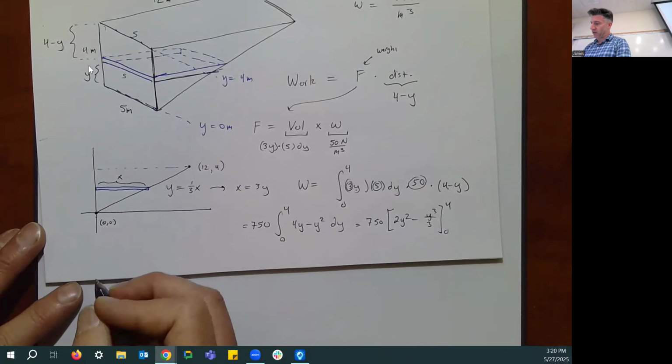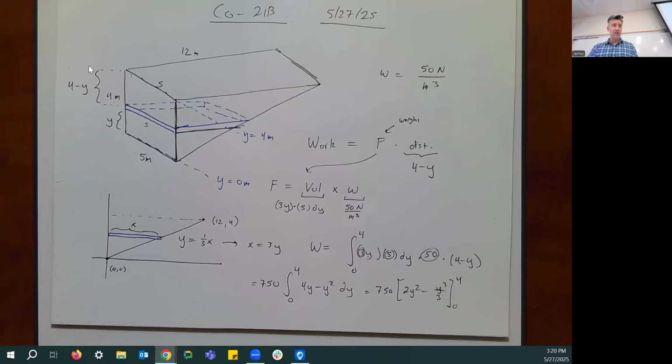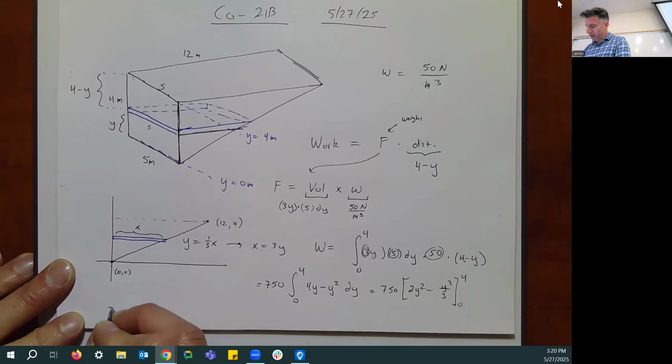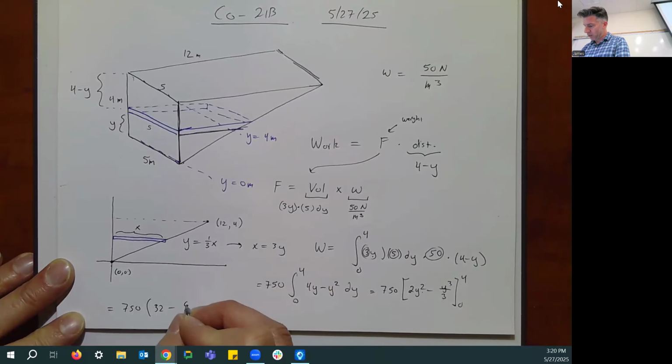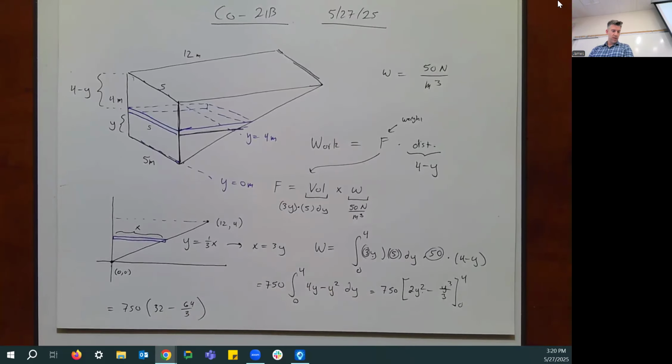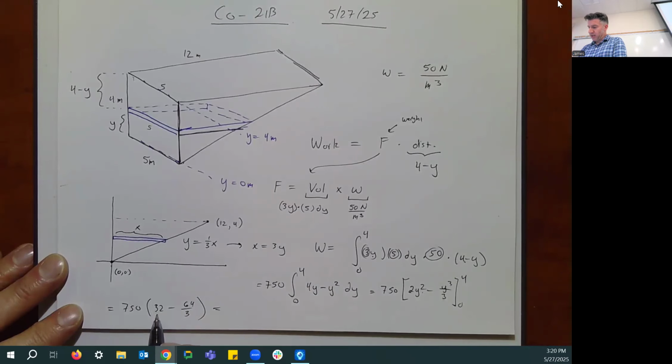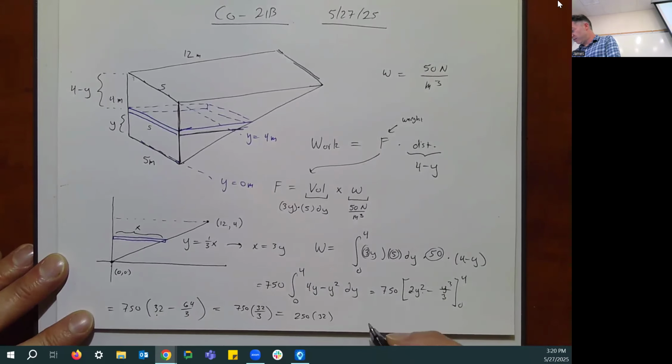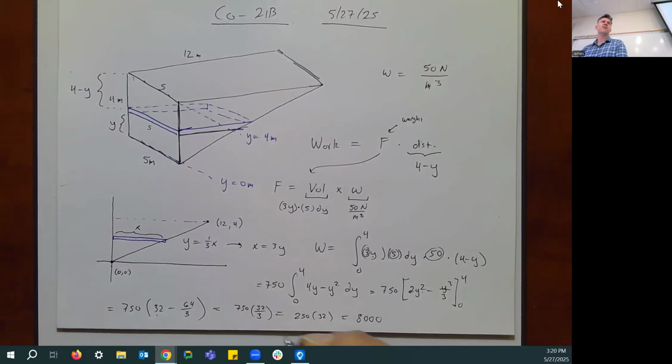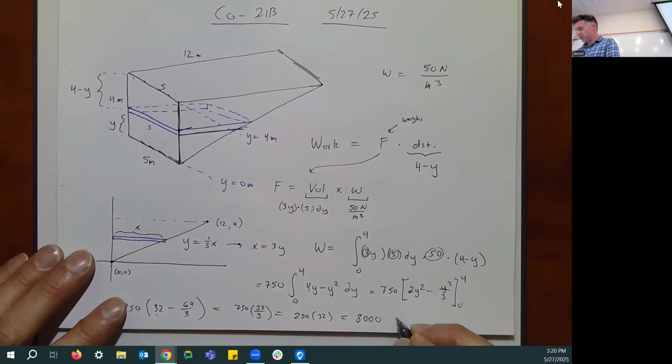How much you want to simplify here is at your discretion, depending on what you think your teacher wants to see. I might stop there if I was pressed for time. I might go one more step and plug in and say I've got 750 times 2 times 16 is 32 minus 4 cubed over 3 is 64 over 3. That's going to be 96 thirds divided by 3, so it's going to be 32 thirds times 750. And then 750 divided by 3 is 250. So you get 250 times 32, which is going to be what, like 8,000? Yeah, 8,000 joules. You can also say Newton meters, but joules is more correct.